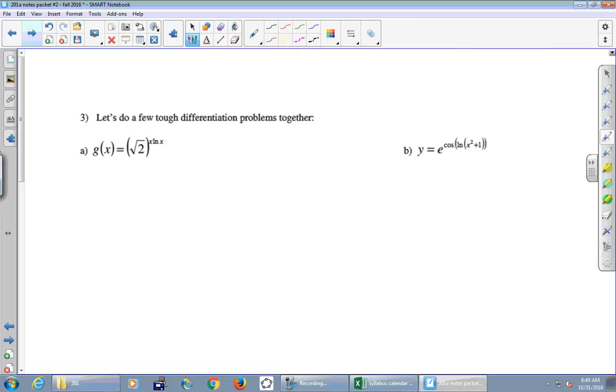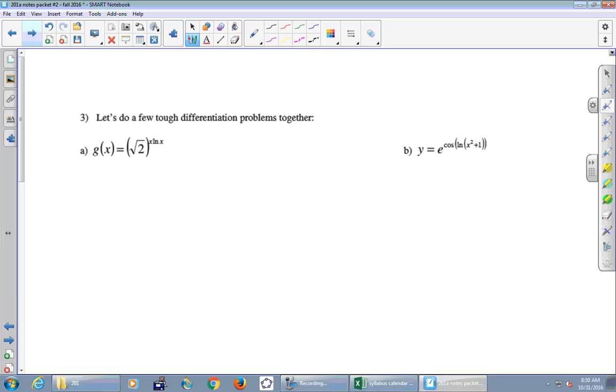We're going to do 2 differentiation problems together here. We'll start with part A. g of x equals the square root of 2 to the x ln x. Let's give this a shot. All right, this thing right here is a chain rule. It's the square root of 2 to some stuff.